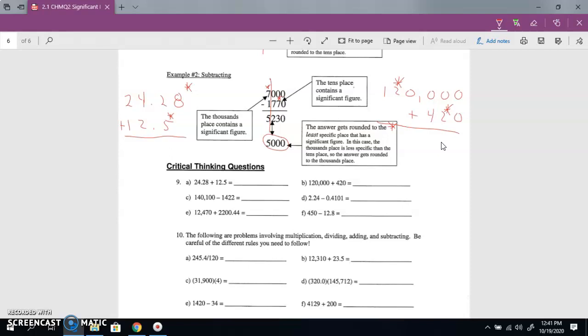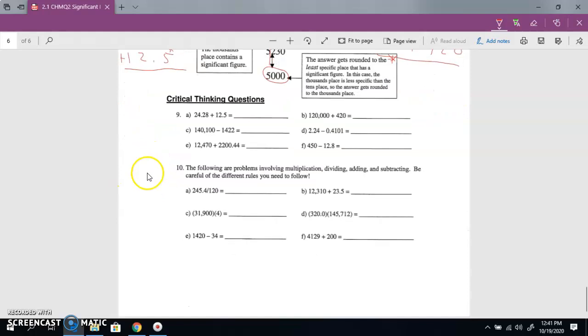Again, your job here is to complete question 9, which is only addition and subtraction. You apply these rules. So complete question 9, and then also 10. Notice in 10 you have a mixture of addition, subtraction, multiplication, and division. We have a very different set of rules for addition and subtraction versus multiplication and division, so you're going to need to go back and review those multiplication and division rules.